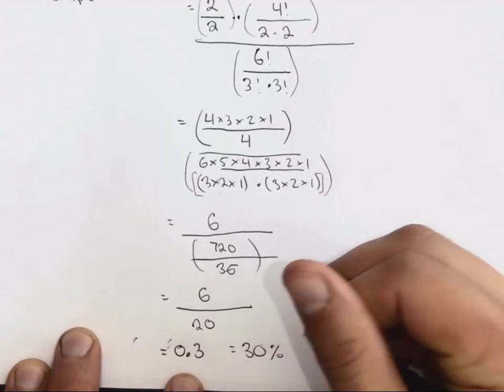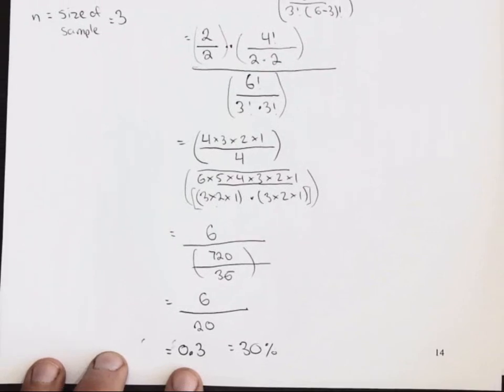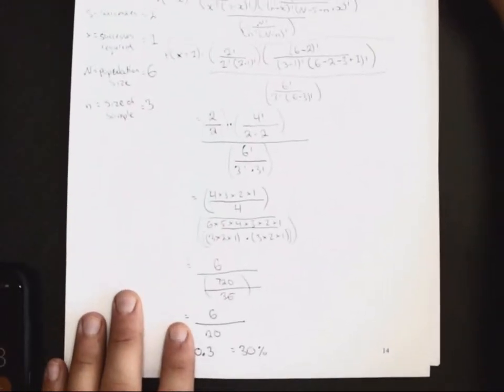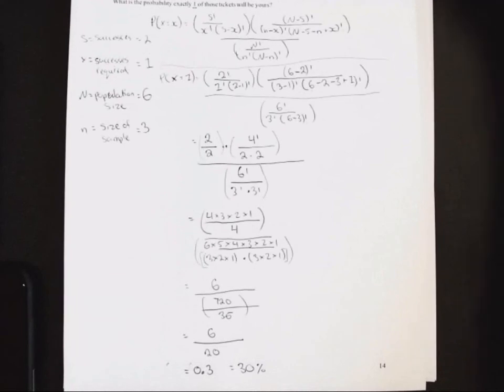30%. So using our hypergeometric probability distribution, we have determined that if there are 6 tickets total and 2 of them are yours and 3 tickets are being pulled out of the hat, the probability of 1 of those tickets being pulled out is 30%.